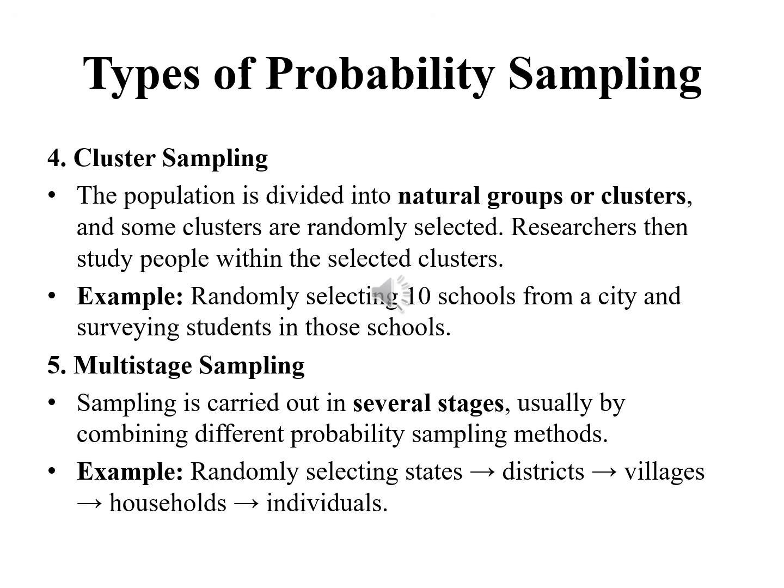For example, a city has 100 schools. The researcher randomly selects 10 schools and conducts the survey in those schools. So it is easy to understand what cluster sampling is: select a whole group or cluster instead of selecting individuals from the entire population.